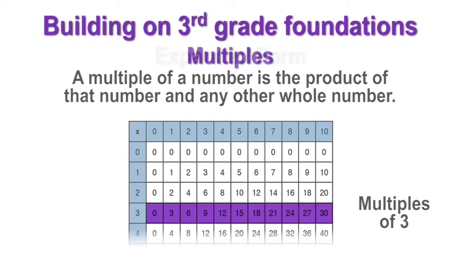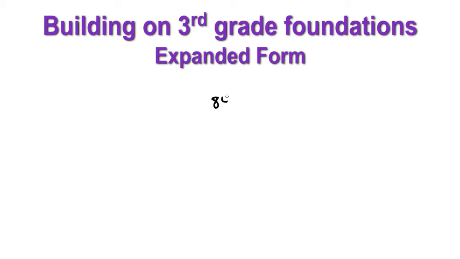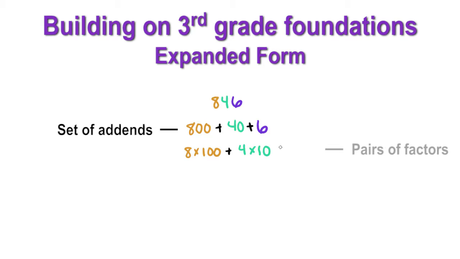The next prerequisite concept is expanded form. Expanded form is a way to write whole numbers that shows the place value of each digit. Students have learned about how to write whole numbers in expanded form as a set of addends and as pairs of factors.